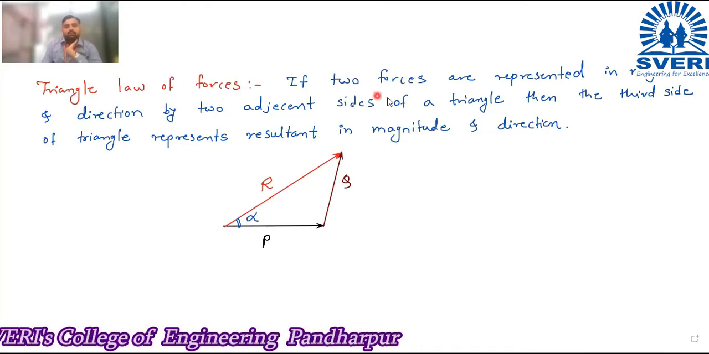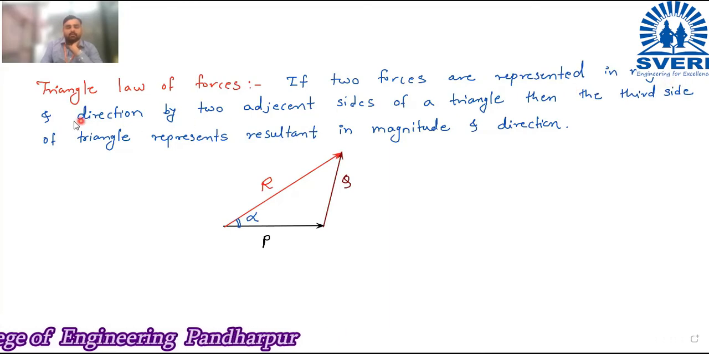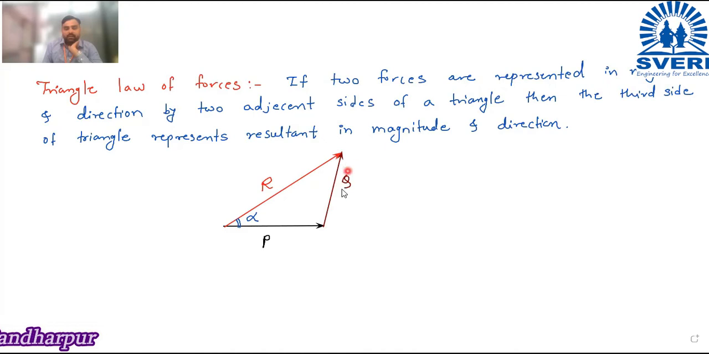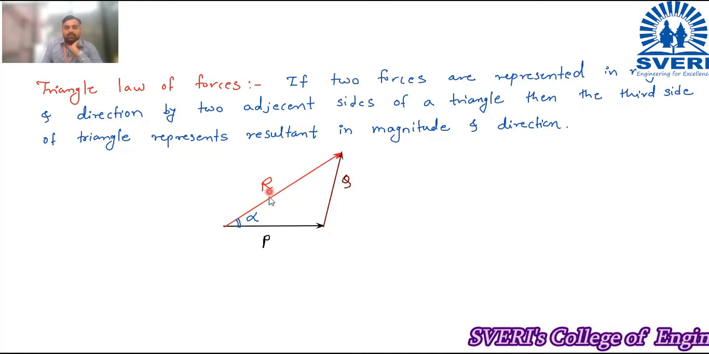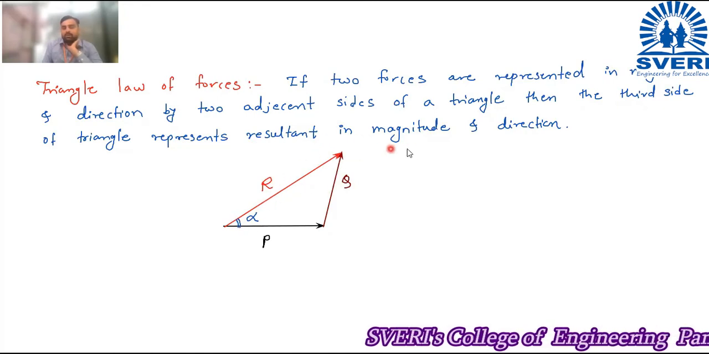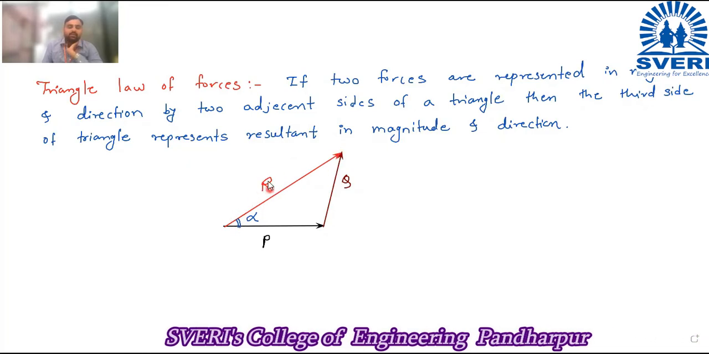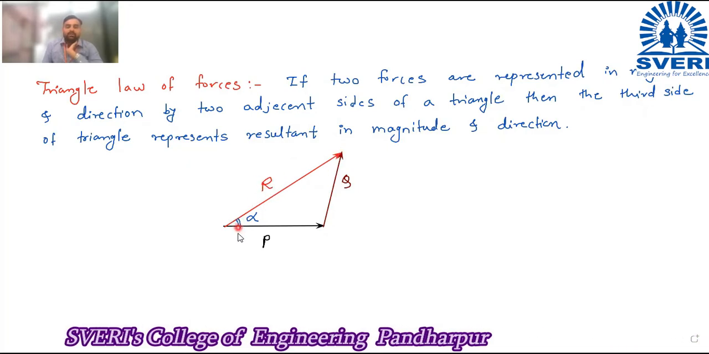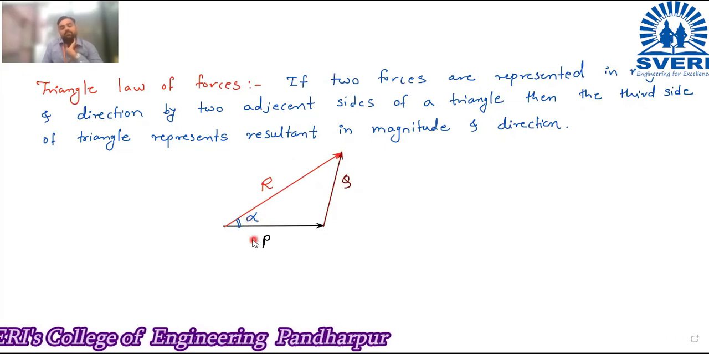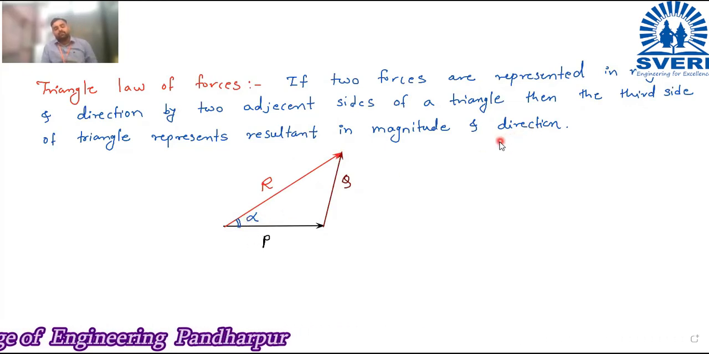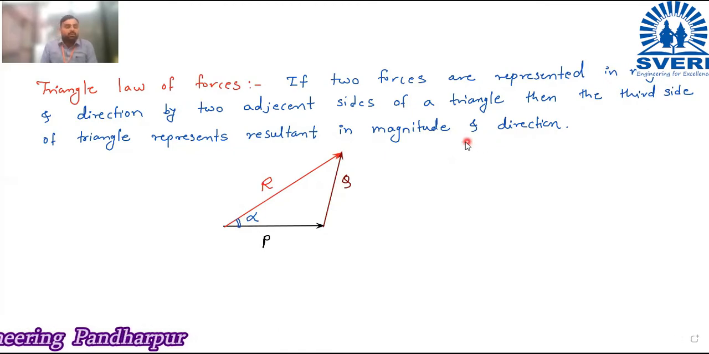So when two forces are represented in magnitude and direction by two adjacent sides of a triangle, that is these P and Q forces, then the third side of the triangle represents the resultant in magnitude and direction. If you measure this and multiply by the scale, then you will get the magnitude of the resultant. And this is the angle, you can measure the angle. So this is the direction. This is the triangle law of forces.